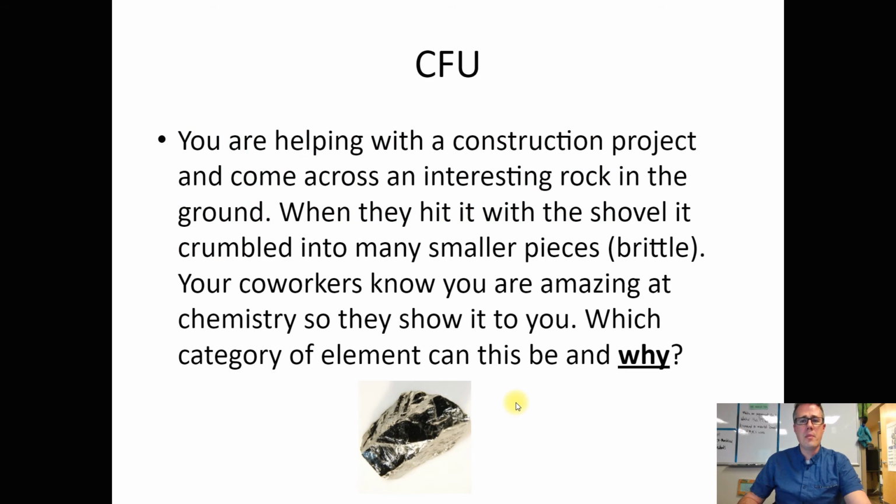The next one, you're helping with a construction project and you come across an interesting rock in the ground. When they hit it with a shovel, it crumbled into many small pieces, which means it's brittle. Your coworkers know that you're amazing at chemistry, so they show it to you. Which category is this one? Please pause and think about it. If you're ready to check, this is a metalloid. This is actually silicon. It looks an awful lot like a metal, but it is a metalloid. The dead giveaway here was the brittle part. Metals are not brittle. But this one, even though it looks like a metal, is brittle.